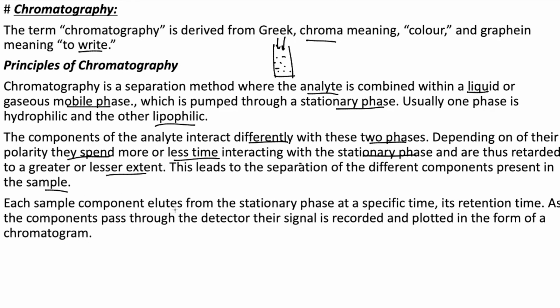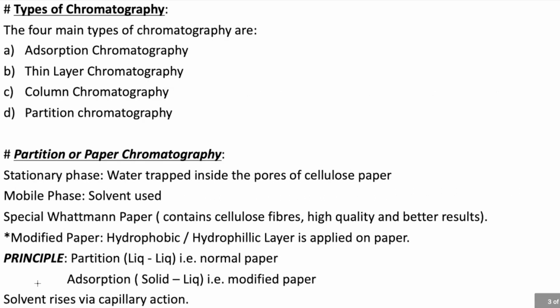Each sample component elutes, meaning comes out or separates out from the stationary phase, at a specific time, its retention time. Okay, so that time is called its retention time. As the components pass through the detector, their signal is recorded and plotted in the form of a chromatogram. There are different types of techniques, so depending upon them, we will have different types of signals recorded, and the chromatogram also works differently.